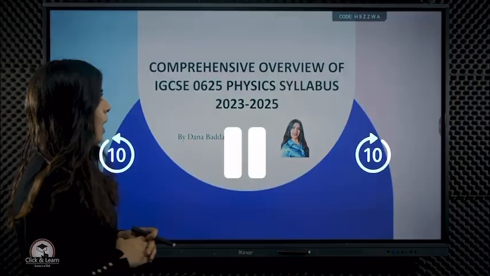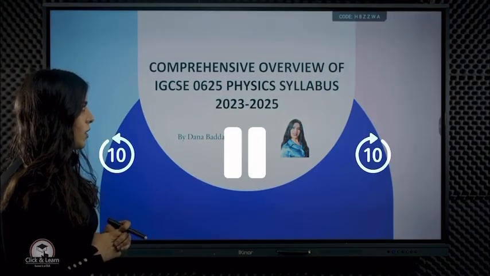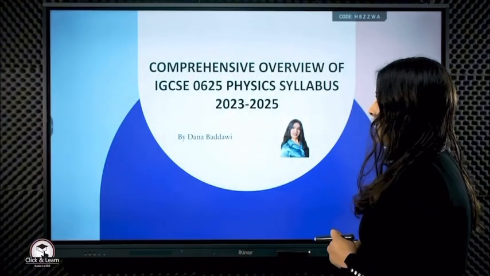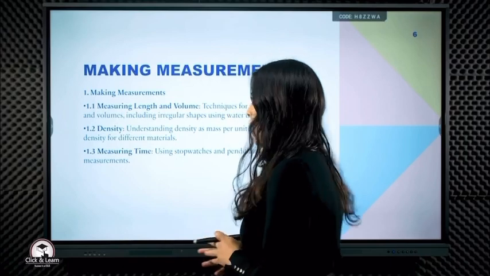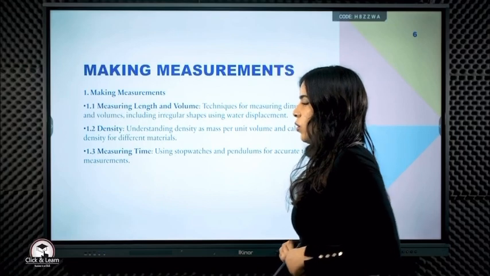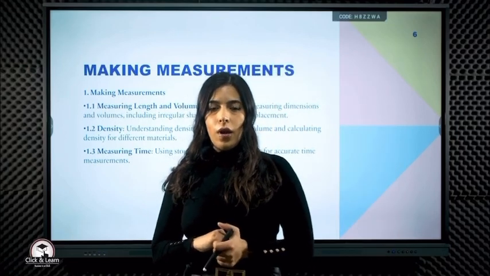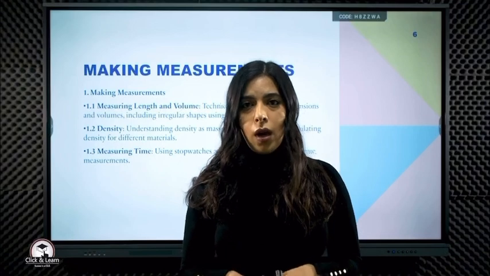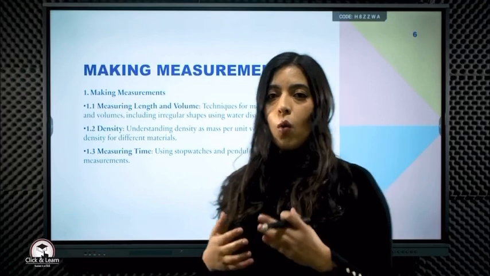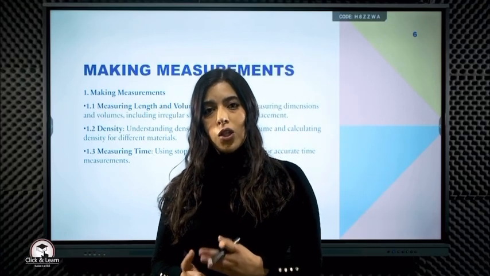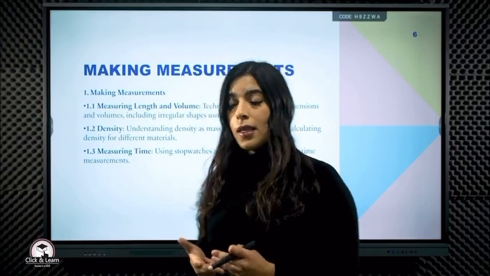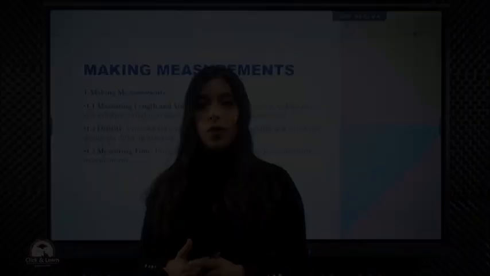I'm going to give you, in the first class, a comprehensive overview of IGCSE physics. Now, making measurements. This section, or unit, is the first unit in your chapters or in your book. This unit is all about measuring certain quantities such as the length, the volume, the density, and the time using some measurements.